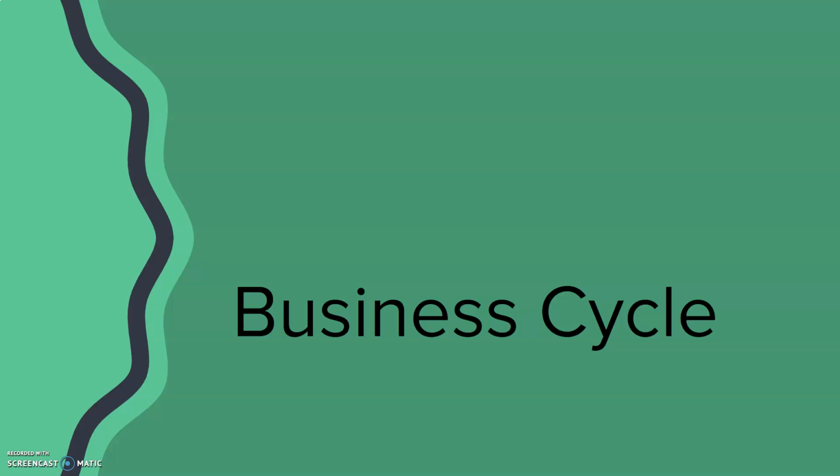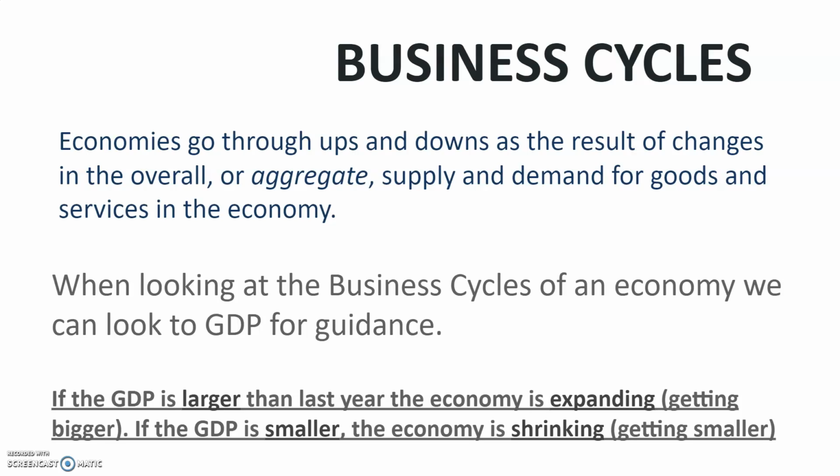Now, the reason we talk about business cycle right after this is because the business cycle really relies on GDP for guidance. And basically a business cycle is a representation of the ups and downs that an economy is going to go through over a period of time. If the GDP is larger and is growing compared to a previous quarter or the previous year, we can see that the economy is expanding and it's growing, it's getting bigger. But if the GDP is smaller or decreasing, we can see that the economy is shrinking and we know that the economy is getting smaller. That can also help us in understanding the health of the economy during given periods of time.